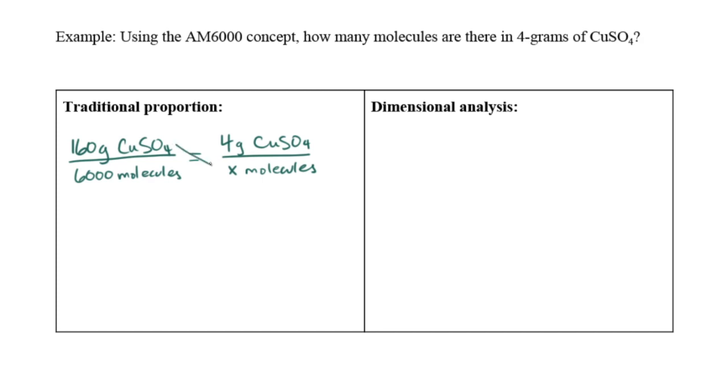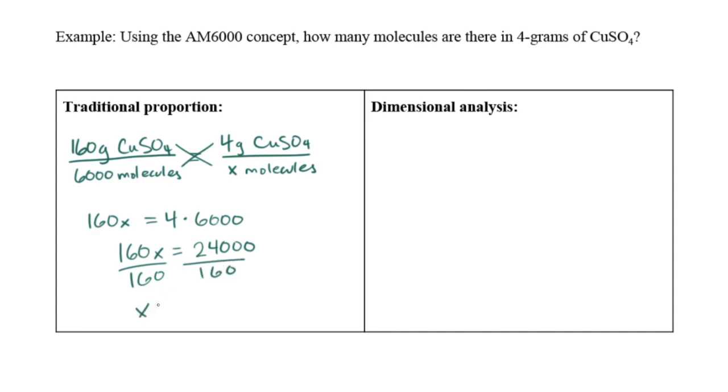The next step is to cross-multiply. When you do this, you should get 160x is equal to 4 times 6,000. Multiplying across, we get 160x is equal to 24,000. And finally, dividing by 160 on both sides will tell us that x is equal to 150 molecules of copper sulfate.